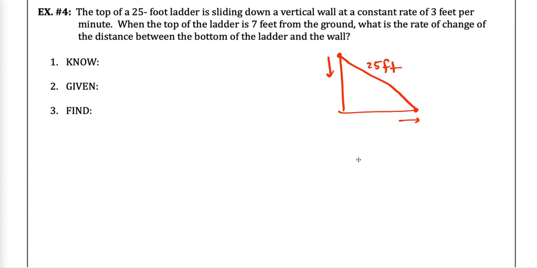What kind of equation are we going to be using? So the shape is obviously a triangle, because of the ladder and the wall and the ground. What kind of equation do we know that works with the lengths of the sides of triangles? X squared plus y squared equals.